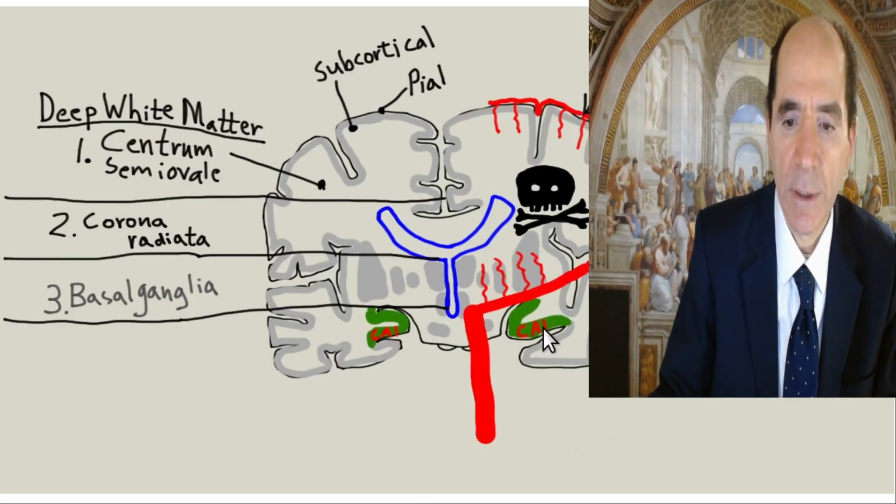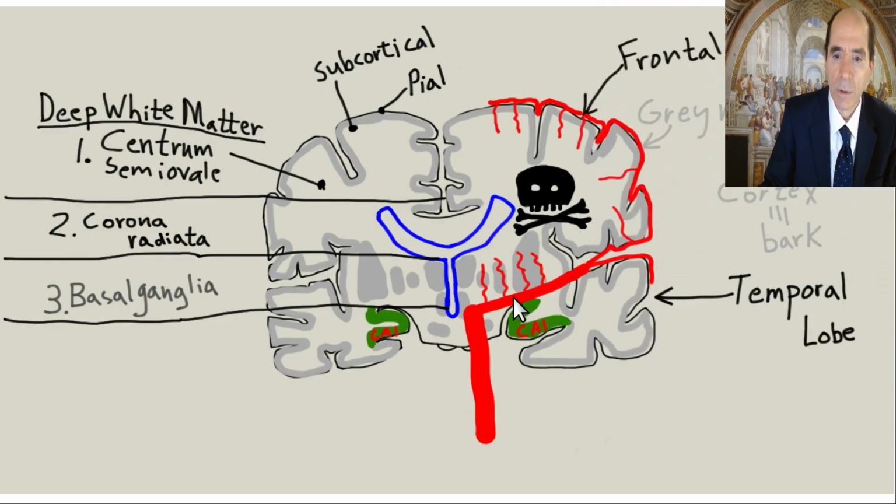Okay, so here is that internal carotid artery going into the brain. Internal carotid artery travels up into the brain, bifurcates. I'm not showing the anterior cerebral component. I'm just showing the middle cerebral artery here. And I got a skull and crossbones here because this is the most common spot where I see strokes.